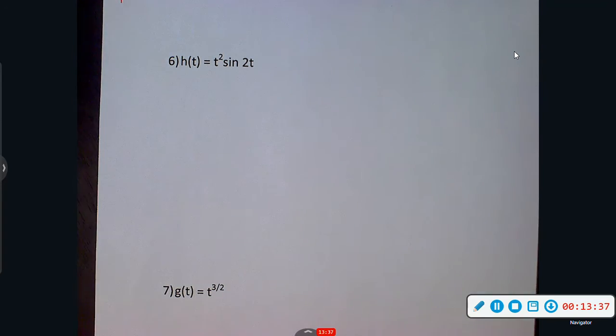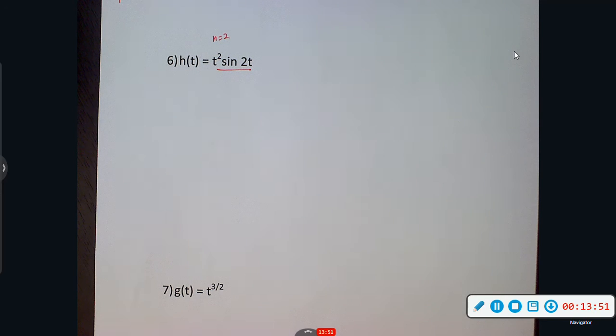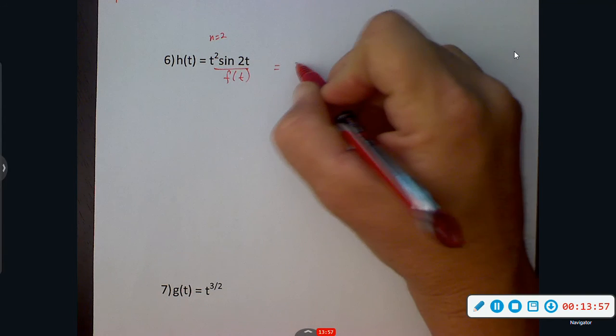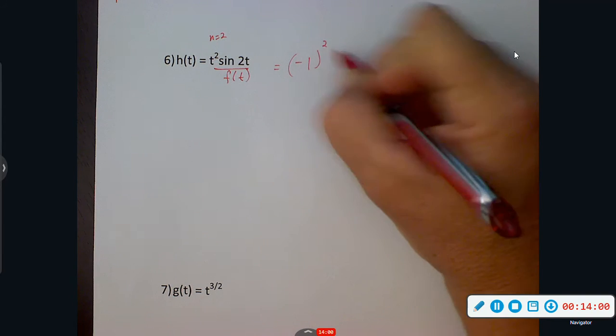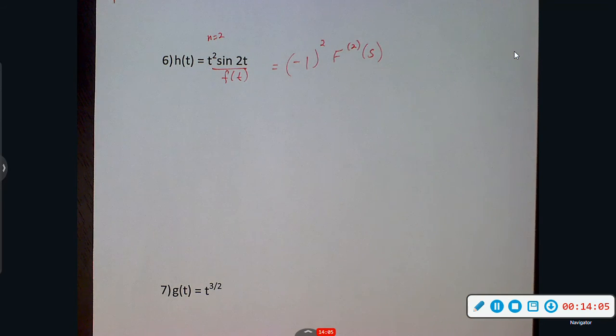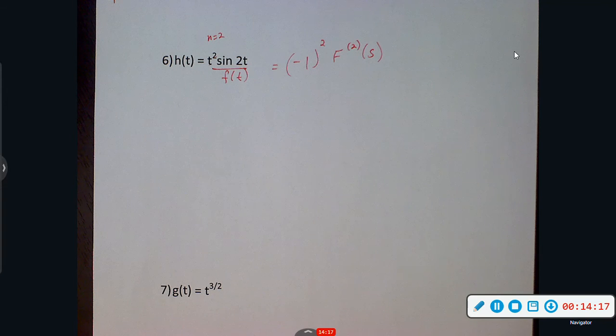All right, number 6. So something very similar. Now we're just going to have the second power, right? So n is now 2. This is now our f of t. So we would start off by saying -1 to the second power and f double prime of s, because again, this fits in with 30. It's t to some power times some other function, which we have here. All right, so now we need to get to this point.